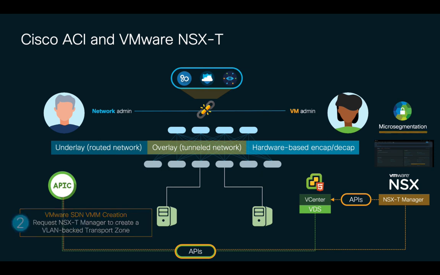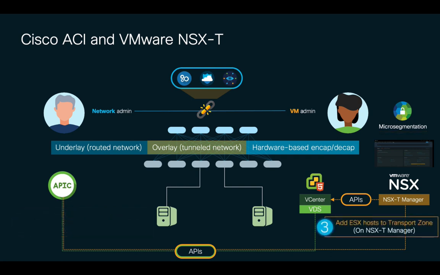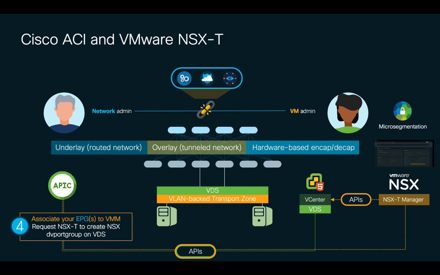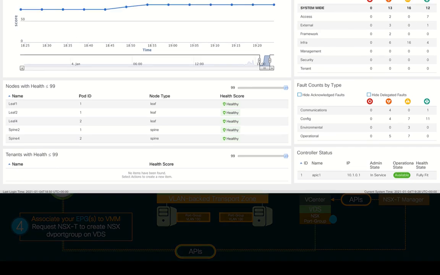Then, we'll go to NSXT Manager and add the compute nodes to the transport zone created in step 2. And last, we will need to associate our EPGs to the NSX VMM domain, which will request NSXT to create an NSX DV port group on the vCenter VDS with the right VLAN from the VLAN pool. Let's now perform these steps on APIC.